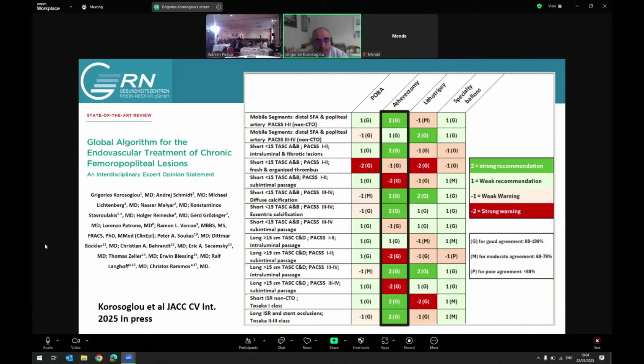And as you can see by expert opinion, it's the mobile segments, like for example the popliteal segment, where you would like to avoid stenting, and especially lesions that are strongly calcified and where you can pass with a wire by an intraluminal way. Of course, we all know that with almost all atherectomy systems, atherectomy is contraindicated, so there is also a strong warning by the experts in case we pass the guide wire subintimal through the lesion.